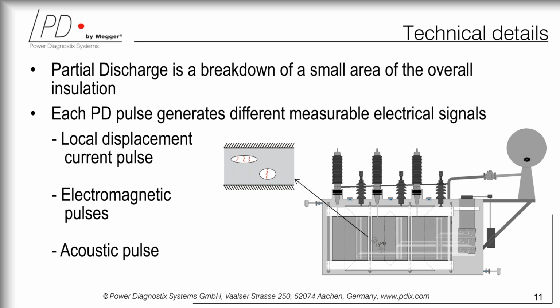And so, with adequate sensors that are looking at the local displacement pulse, at the electromagnetic pulse, at the acoustic pulse, we can detect and then even locate what's happening within, let's say, the main tank, within the windings of the main tank, within the insulation of the windings of the main tank.